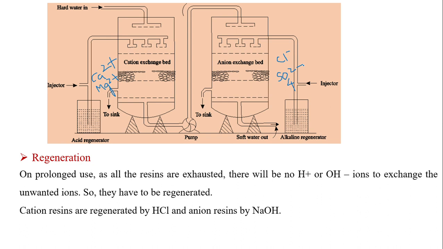So how to regenerate? To remove the calcium and magnesium ions, column number 1, that is the cation exchange bed, is cleaned with dilute HCl. It is cleaned with the dilute HCl. Now the resin is saturated with Ca2 plus, Mg2 plus. We have to clean this with the dilute HCl.